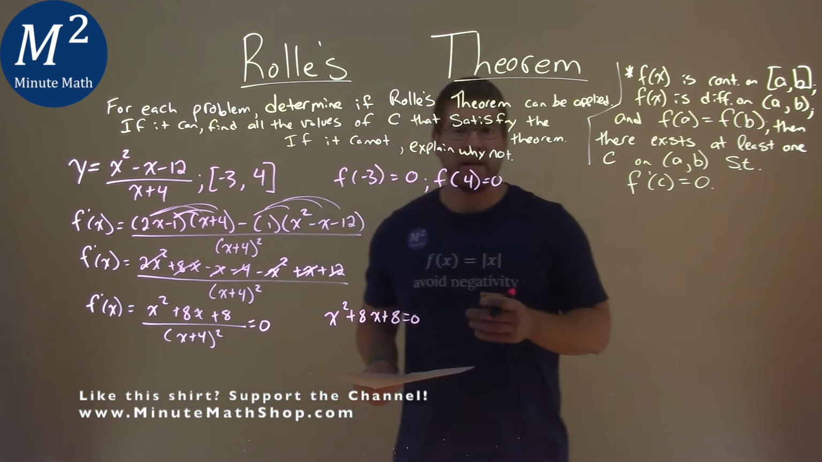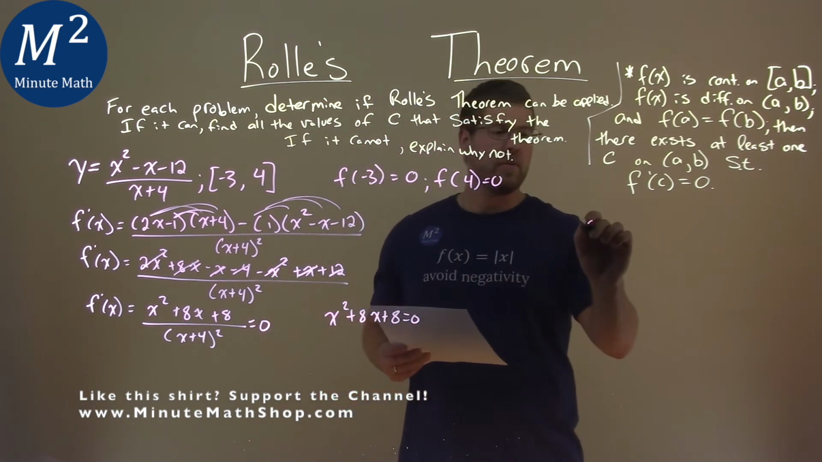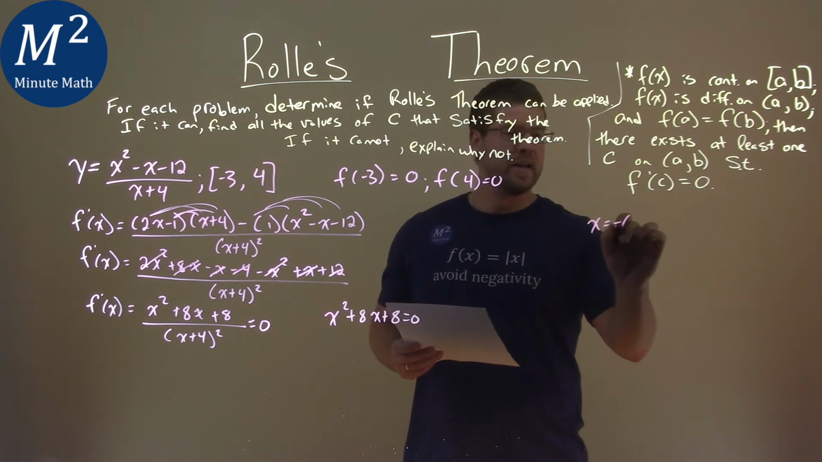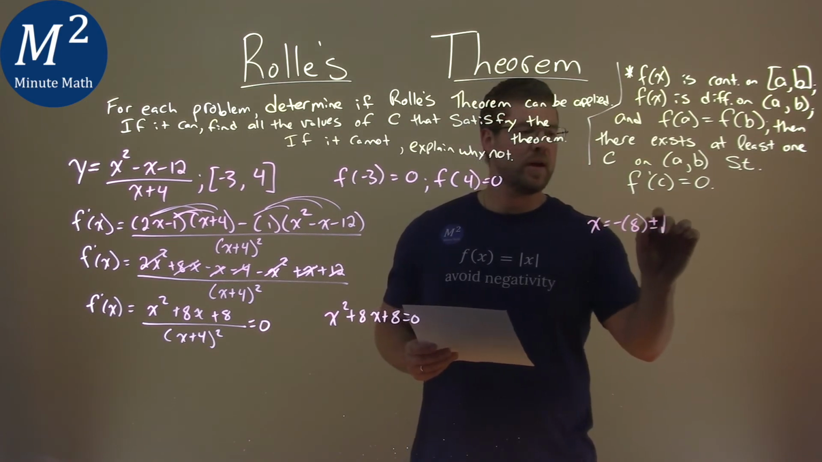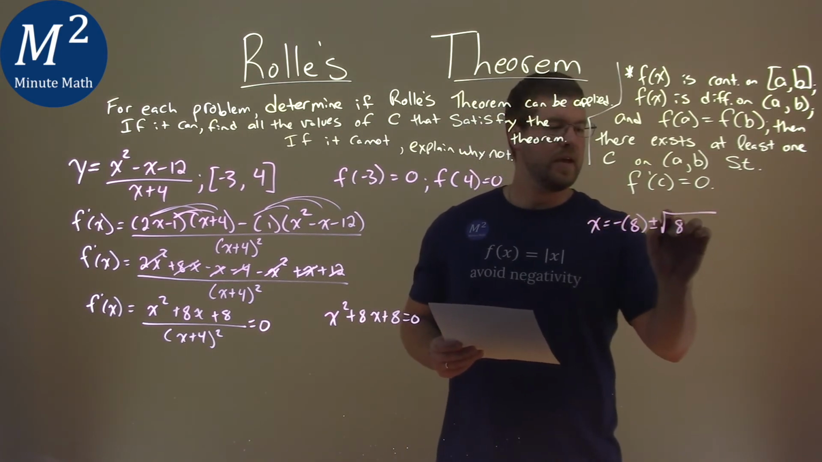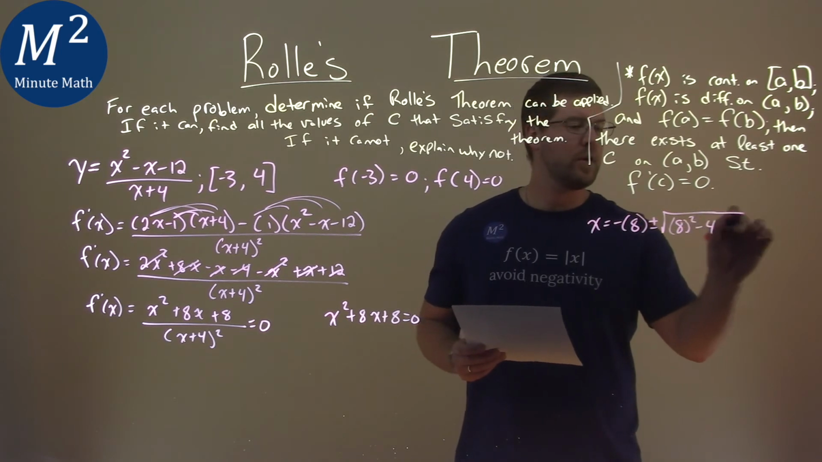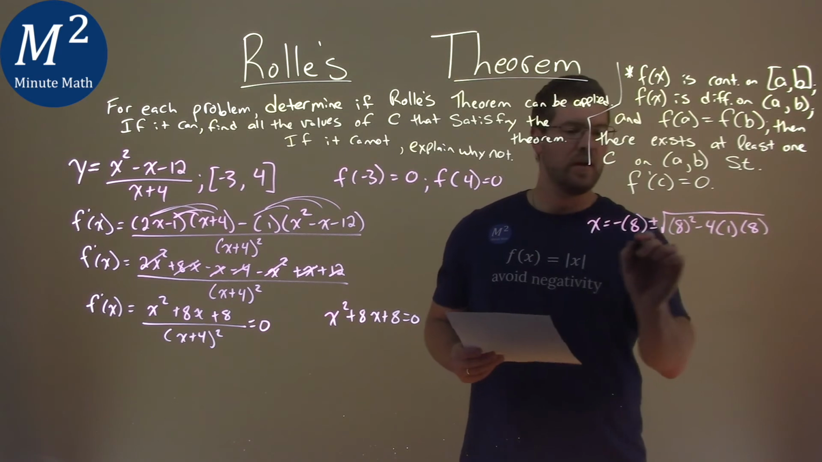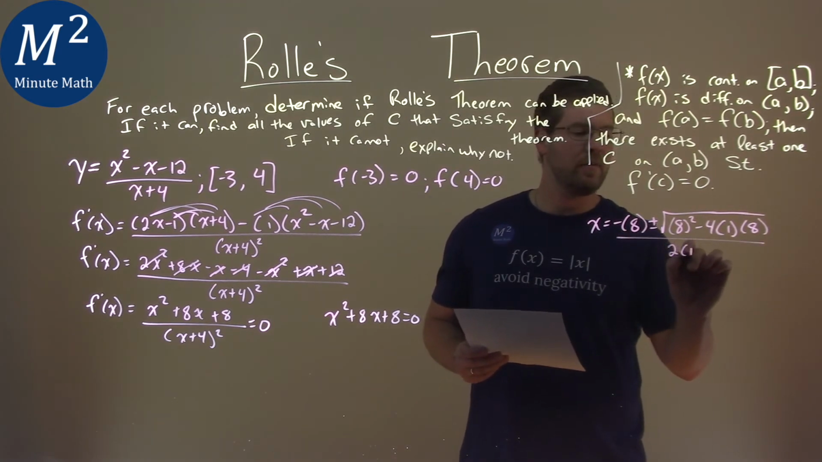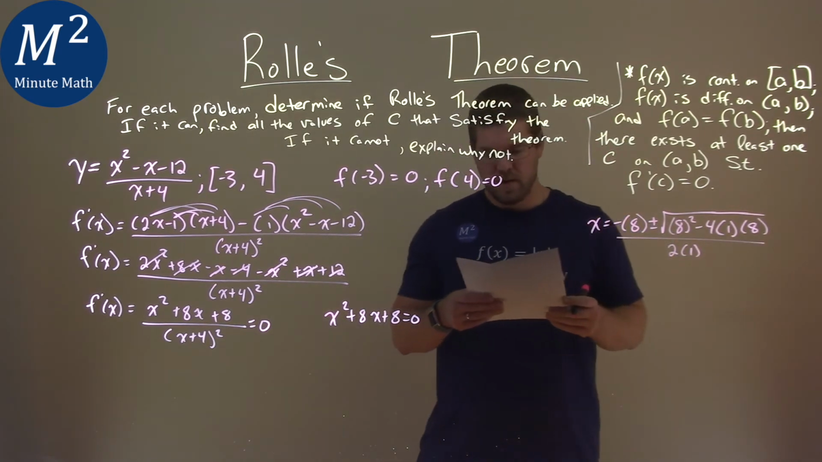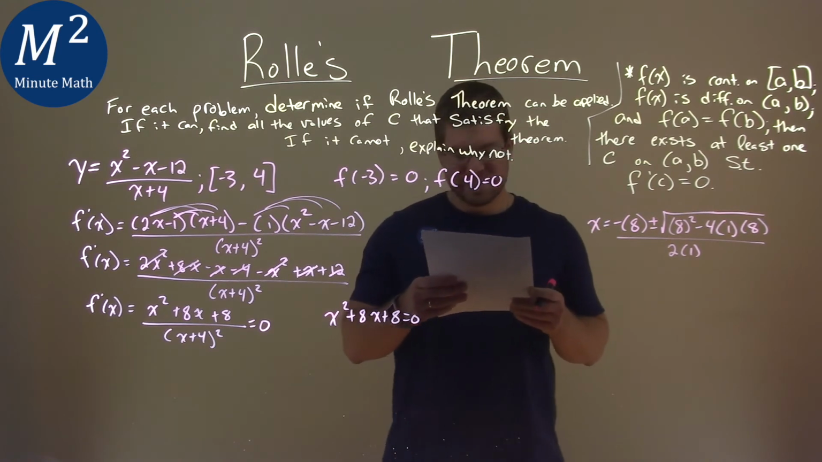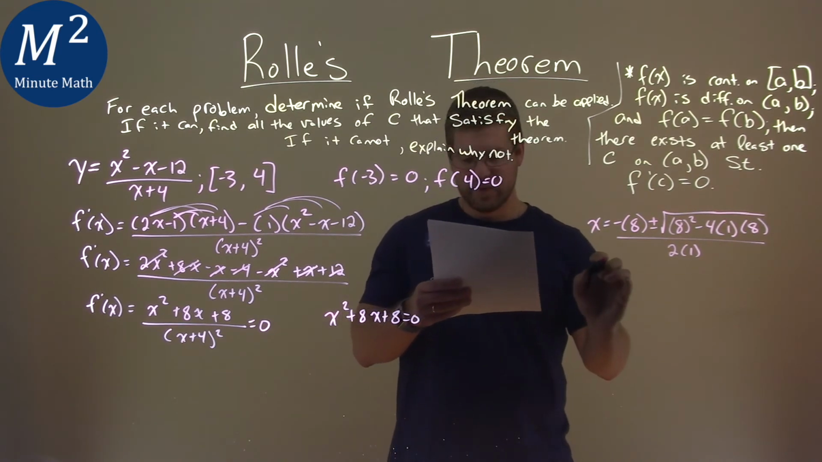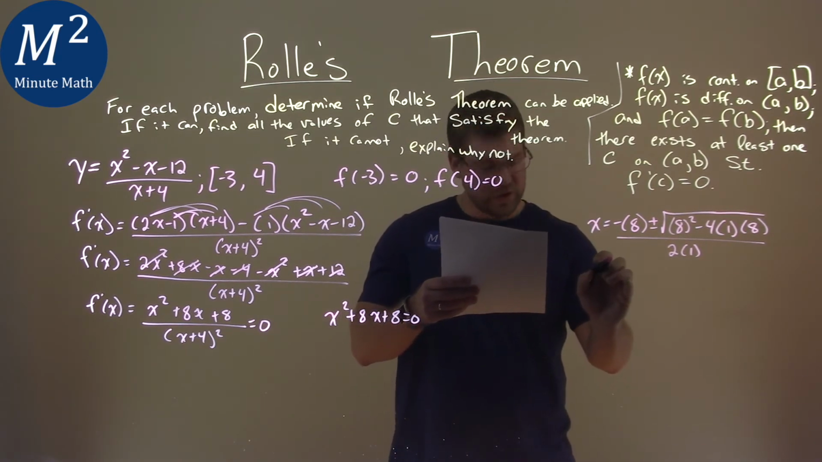Now with that, we need to use the quadratic formula. So x equals negative b value, negative 8, plus or minus the square root of 8 squared minus 4 times our a value, which is 1, our c value is 8, all over 2 times a, which is 1. From there, we can simplify this, and this actually simplifies.